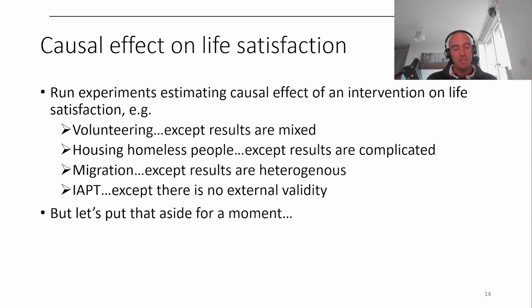In the case of migration, we have some evidence that migrating from Sierra Leone to Canada creates a huge increase in life satisfaction. But we also have evidence that migrating from Tonga to New Zealand creates no change in life satisfaction. So what's going on there? Well, I'll tell you in a moment what's going on there. But in any case, the thing to emphasize here is that the results are quite heterogeneous. So it's not really clear whether the things that have an effect in one particular context have the same effect in another context. We just don't actually know a lot about what causes life satisfaction.